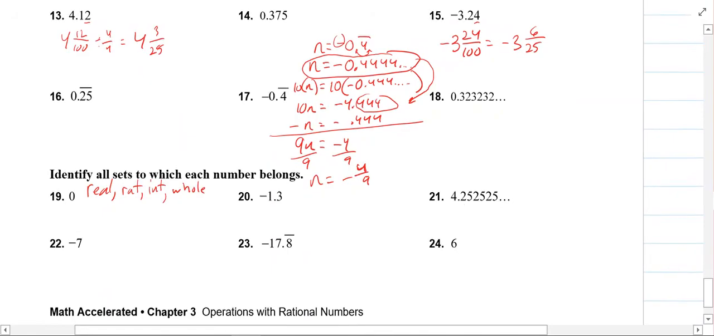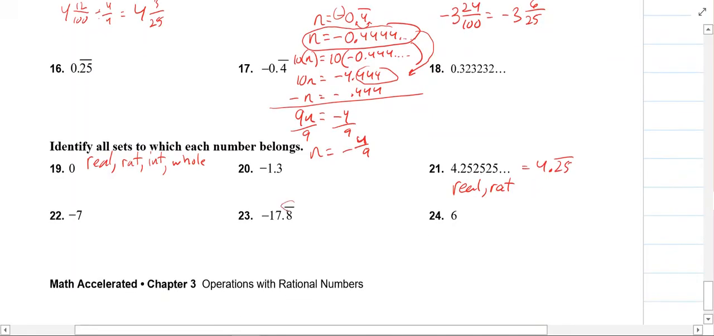So I'll skip over to 21. Notice what's happening here, the 25, 25, 25, it's repeating, so I could write this as 4.25 repeating, and all repeating decimals with repeating bars are rational, but let's back up. This is a real, it's rational, it's not an integer, it's not a whole number, it's not a natural number. So that's one that's done.